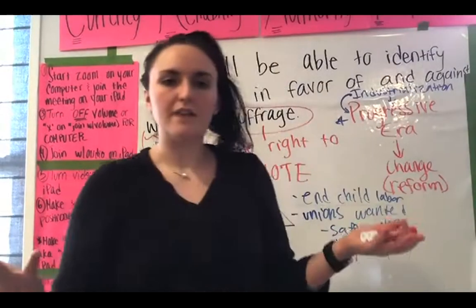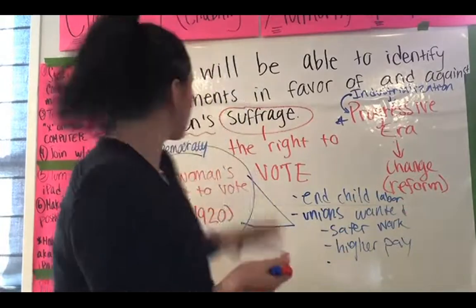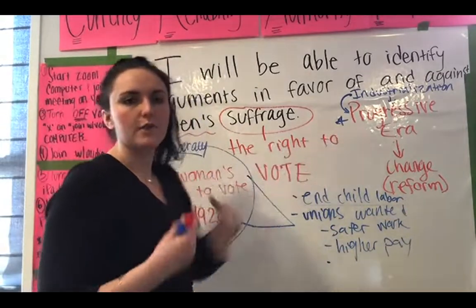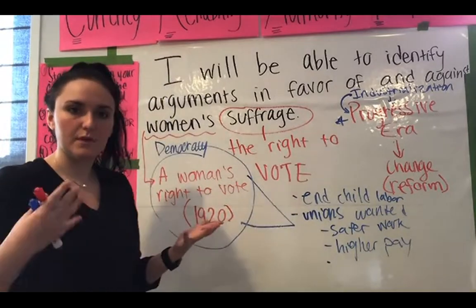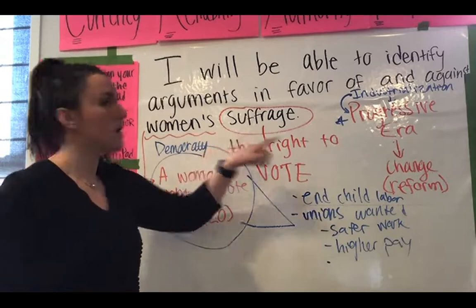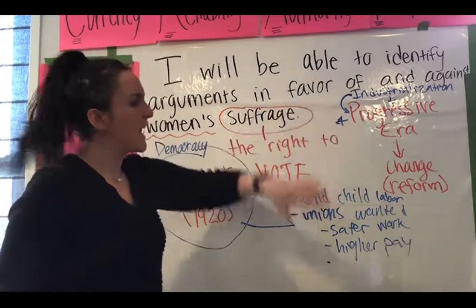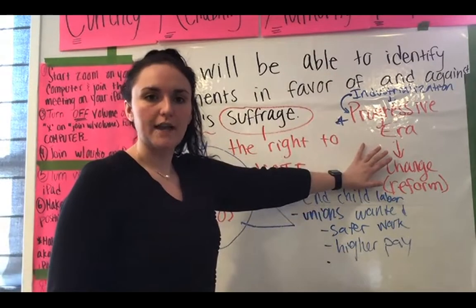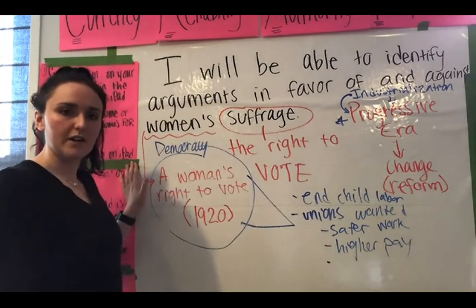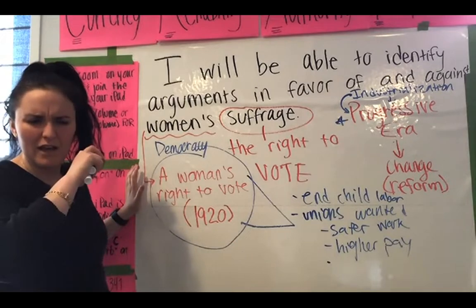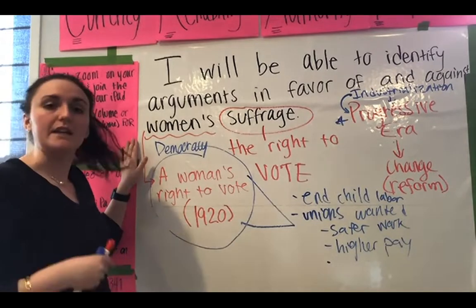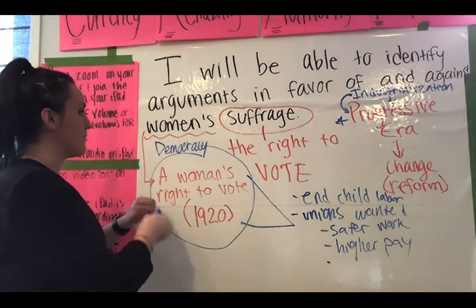So there were a lot of different reasons why people supported women's suffrage, women's right to vote, during the Progressive era. There were also a lot of reasons that people were against women's suffrage, a woman's right to vote, during the Progressive era. In this period of so much change, it makes sense that a big issue like women's suffrage would be passed.